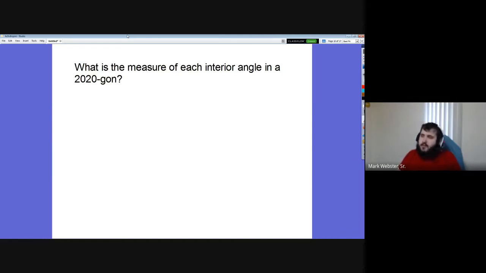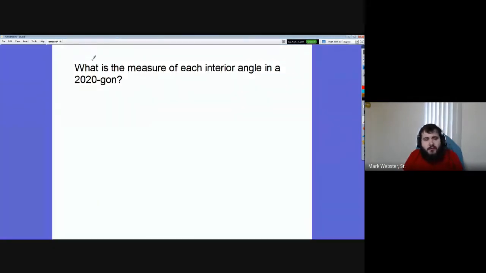Okay, let's go ahead and go over this. Once again, I'm trying to find the measure of each interior angle. So I'm going to say, all right, a 2020-gon. Let's start with the angle sum. So we got 2018 times 180. Y'all have your calculator, so you could do this in 10 seconds, but I'm going to do it by hand.